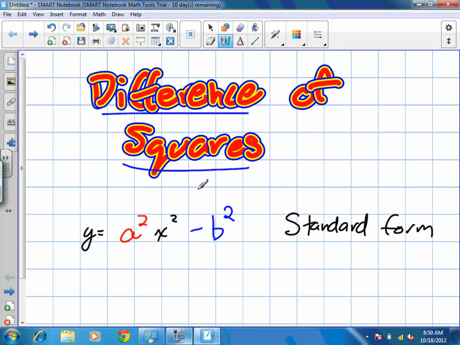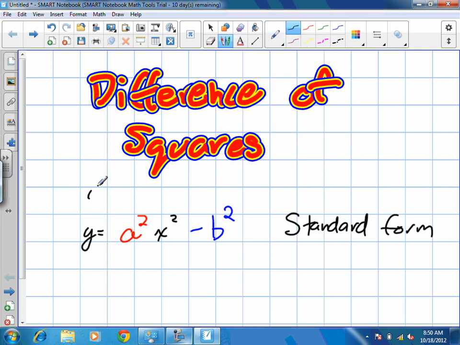The last two things we need to cover are special cases. Okay? We're going over difference of squares. So we've been factoring. We've learned the normal standard form. That standard form usually looks like this: y equals ax squared plus bx plus c. Okay, these are a, b, and c. This is our normal standard form.